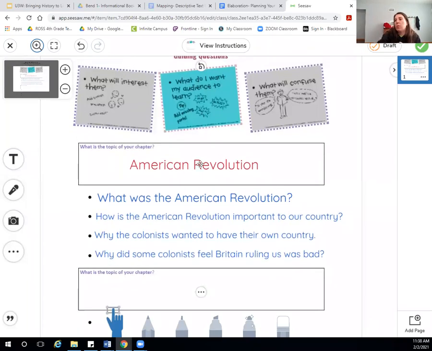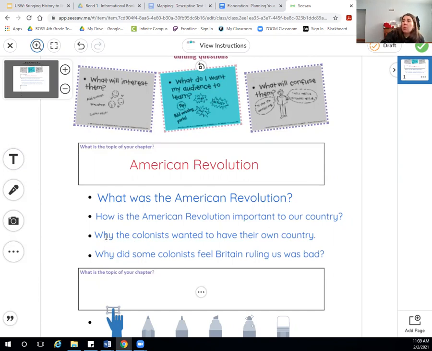What I did is I wrote down the topic of my chapter 1, which is the American Revolution. And I went through and I created some things that I felt would be interesting and what I would want my audience to learn. It's important that in that first chapter you explain what was the American Revolution. First of all, what was it? And then I thought about how is it important to our country? I mean, where do we live at? What is our country? And why is this American Revolution important to our country? I mean, what is its relation to us?